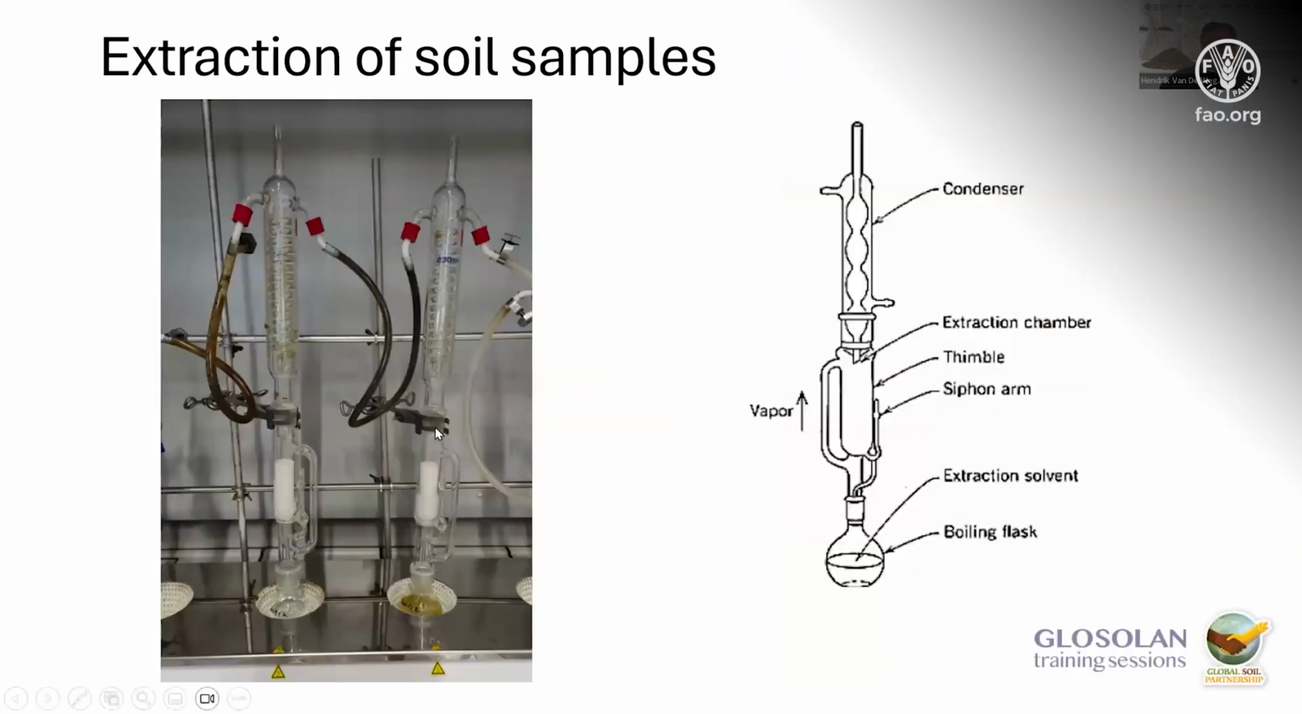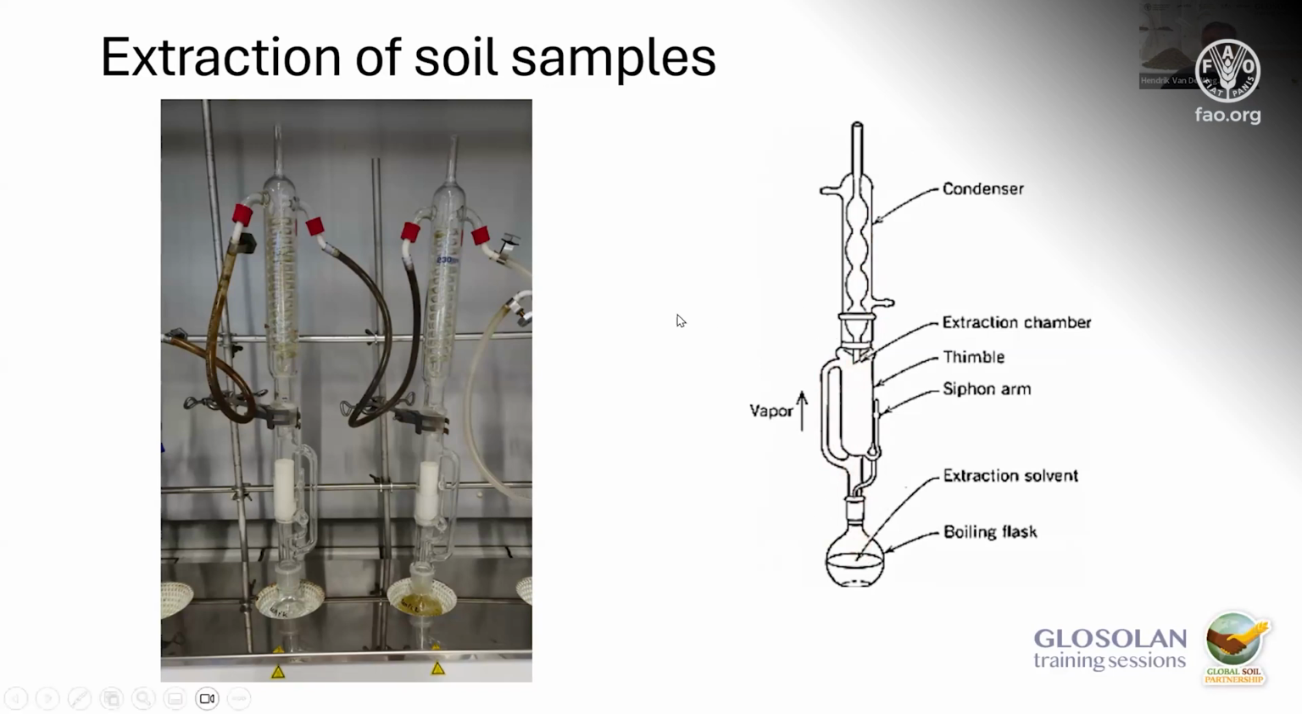Here I have a picture of a Soxhlet extraction. You can see here a blank, and this is a sample. What is the principle of the Soxhlet extraction? Well, the solvent is in the round bottom flask. It is heated. The vapors are going up, come in the condenser. Here they condense. It's cooled with water, and the condensed solvent drips onto the sample. When this chamber is full, it goes back into the boiling flask, and the process starts again.